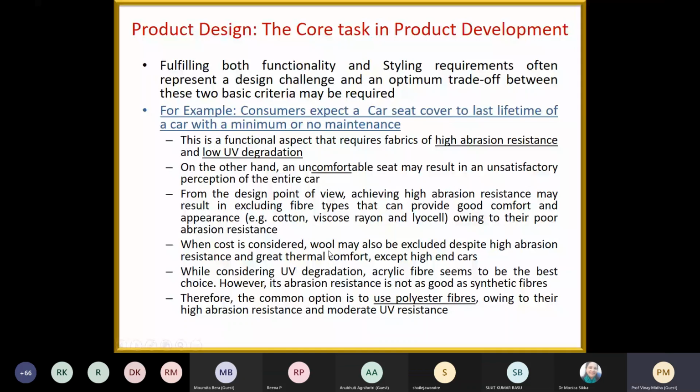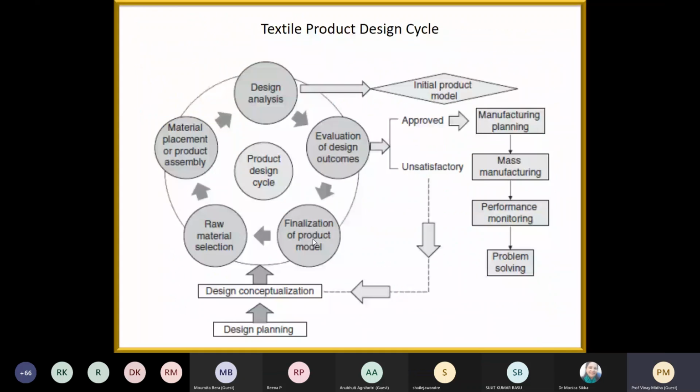And when we consider the UV degradation, then acrylic fiber seems to be the best choice. But its abrasion resistance is also not good. So these are the kinds of limitations and design problems which we have to face. So the ultimate choice is that you have to go with polyester fibers, which have good abrasion resistance and moderate UV resistance, but they may not be very comfortable. Comfortable fibers have been excluded earlier. So this is how the product development has to be taken.